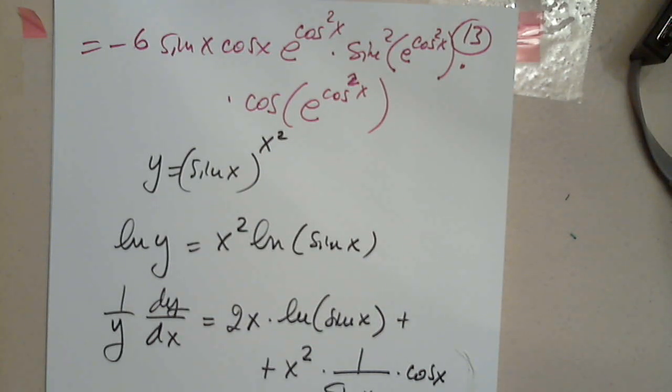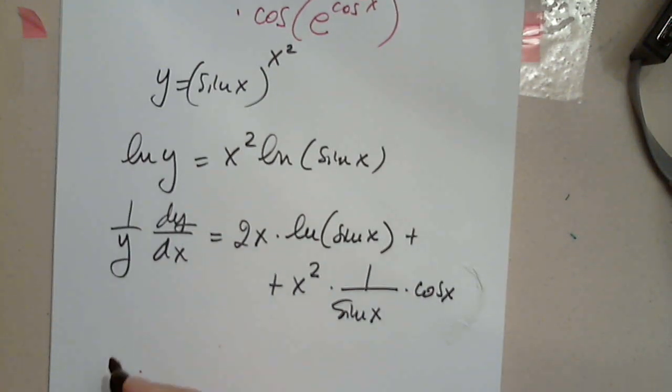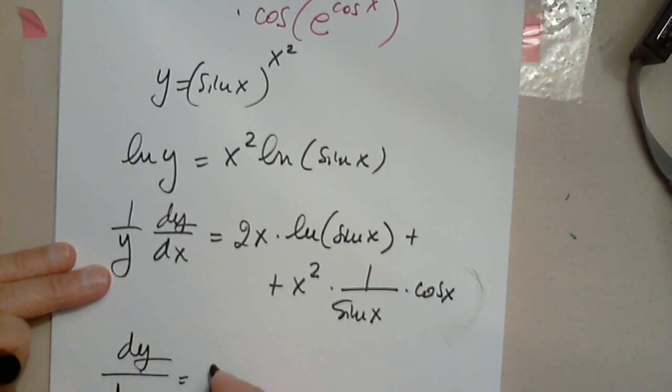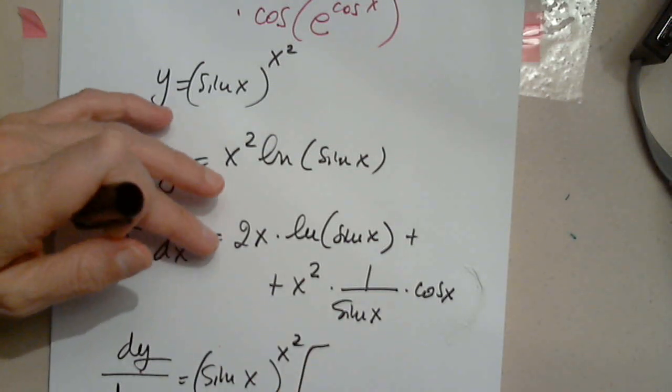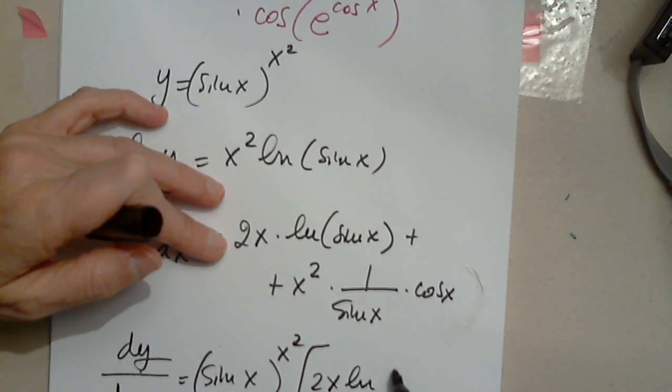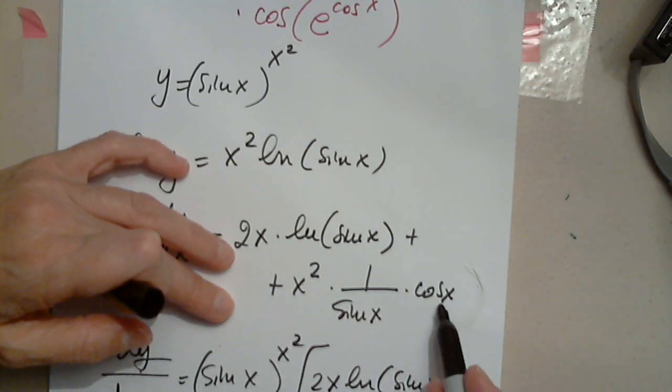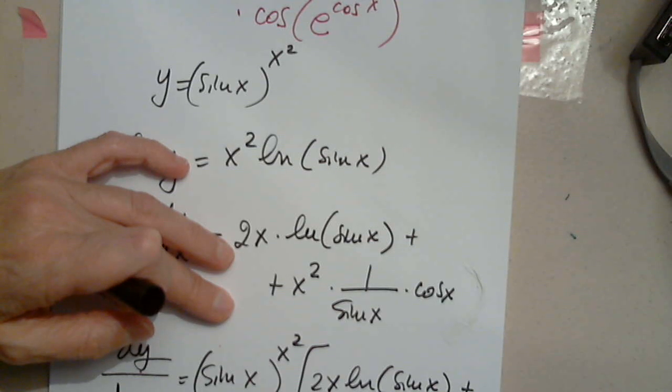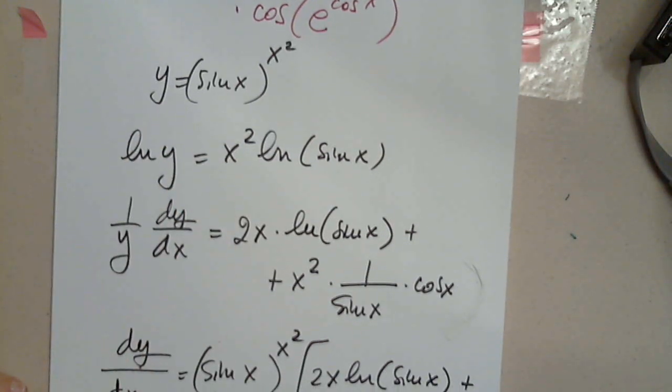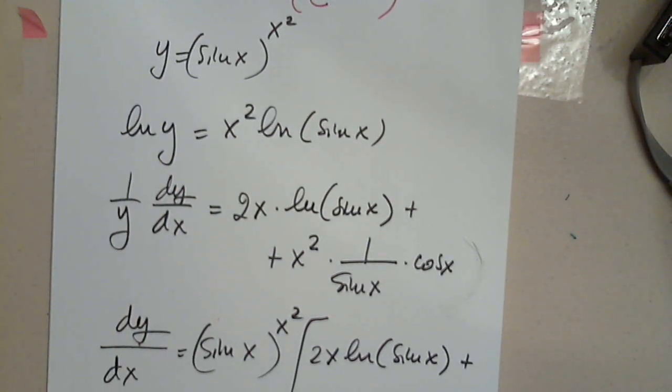Good. So finally, dy over dx. I multiply both sides by y, which is sine x raised to x squared. And I have to copy 2x natural log of sine x plus, this is cotangent, x squared cotangent x. And that would be final.